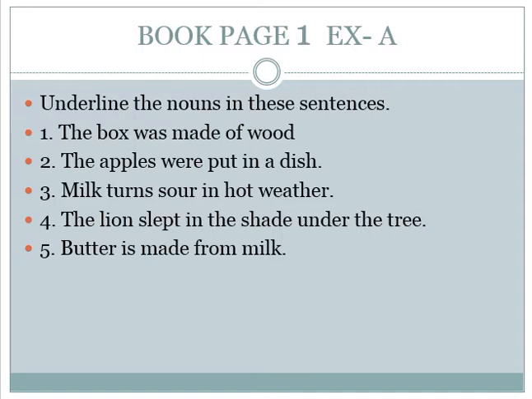The sentence number 1 is, the box was made of wood. Think and tell what is the noun in this sentence. Yes, in this sentence, box and wood are nouns. Number 2. The apples were put in a dish. In this sentence, there are 2 nouns. Again, underline apples and dish. These both are nouns.